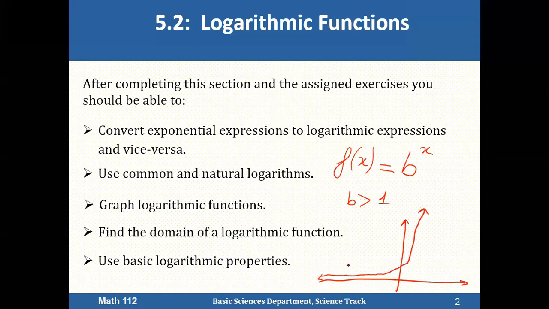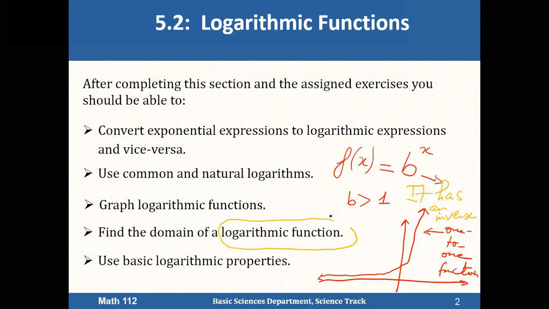Okay, so we said that this is a one-to-one function, since if you take the horizontal line test, any horizontal line crosses the graph in only one point. So this function has an inverse. So we can conclude that it has an inverse. What is the inverse of the exponential function? The inverse of an exponential function is what we call the logarithmic function.